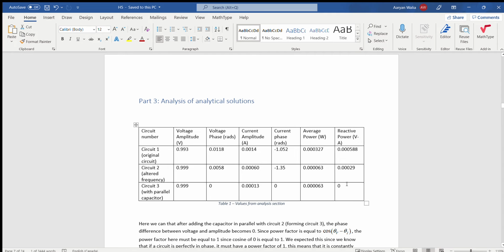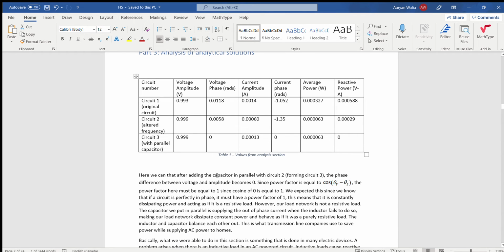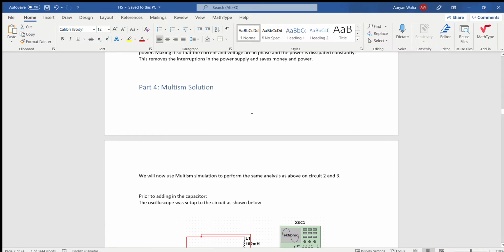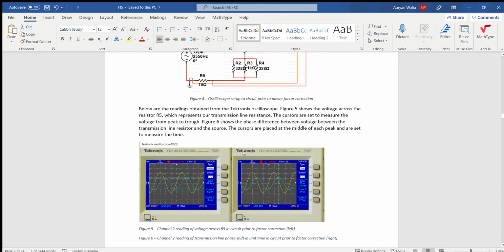So the capacitor did its job and canceled out the reactive power. And since the phase shifts are 0, we know that the power factor is equal to 1, which means that it's constantly dissipating power. Then we have our Multisim solution. We hooked up the ground here to the ground, and then channel 1 is just measuring the source voltage. Channel 2 is measuring across the transmission line resistance.